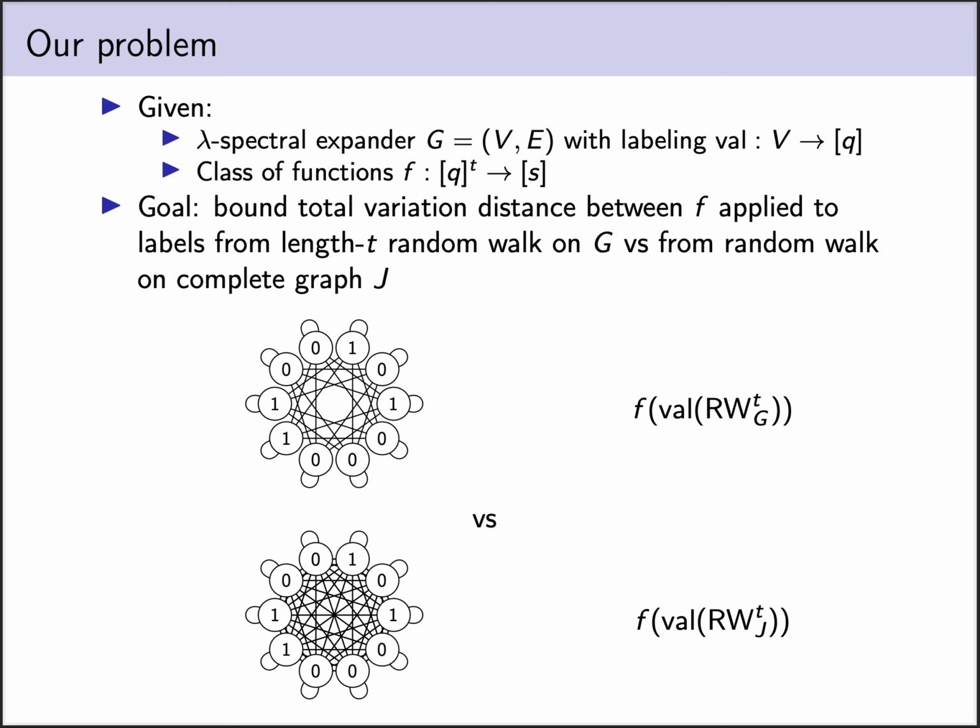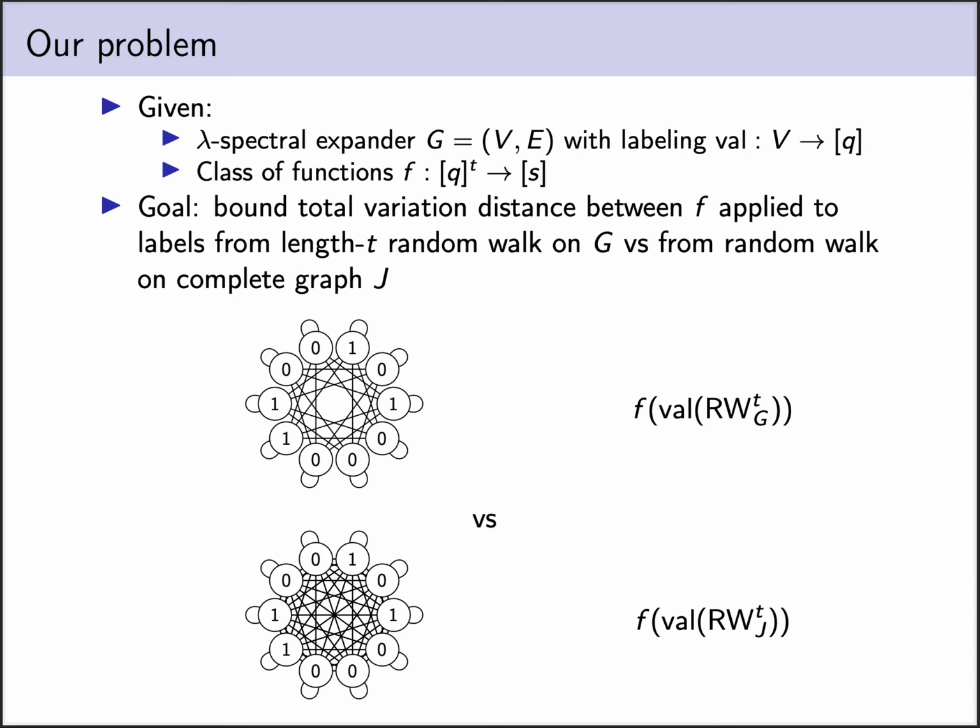We're also given a class of test functions F, which take as input a length T sequence of labels and output some value in S. This output could be binary, it could even be all the integers, something like that. Our goal is to bound the total variation distance between two distributions. One of them is the output of F when applied to the labels from a length T random walk on G, in comparison to the output of F when applied to the labels from a length T random walk on the complete graph with self loops, J.